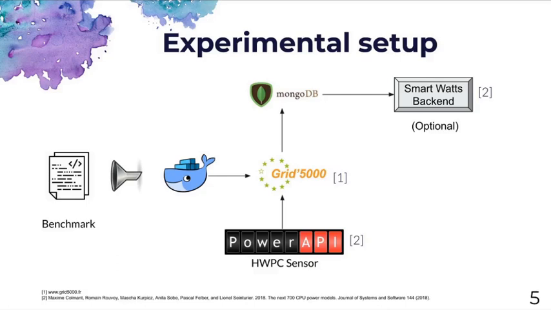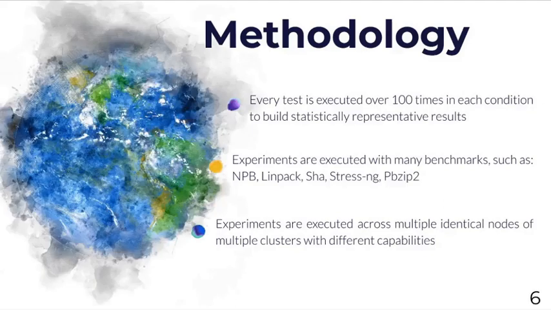The energy consumption data is then sent to a distant MongoDB for post-mortem analysis, and we use the SmartWatts backend in some specific cases where we need fine-grained consumption results, for example, at a process level. To have a decent statistical accuracy, we executed each of our experiments over 100 times, and we used a decent set of benchmarks to validate our results, such as the NPB benchmark suite, LINPACK, or stress-ng.